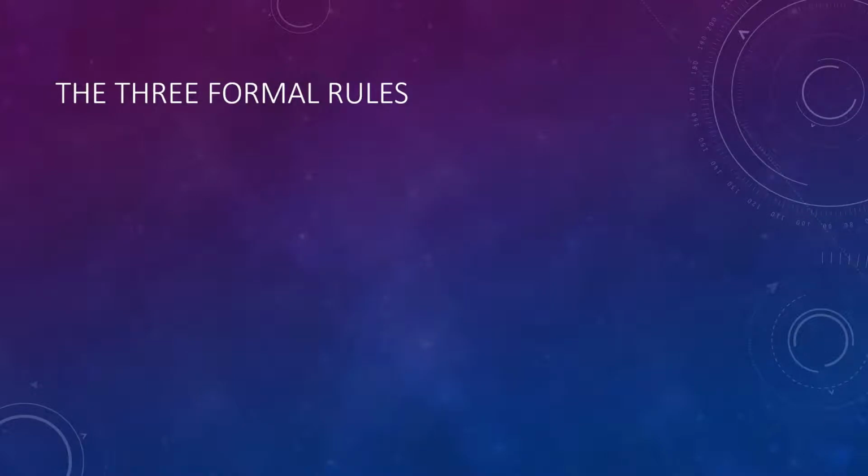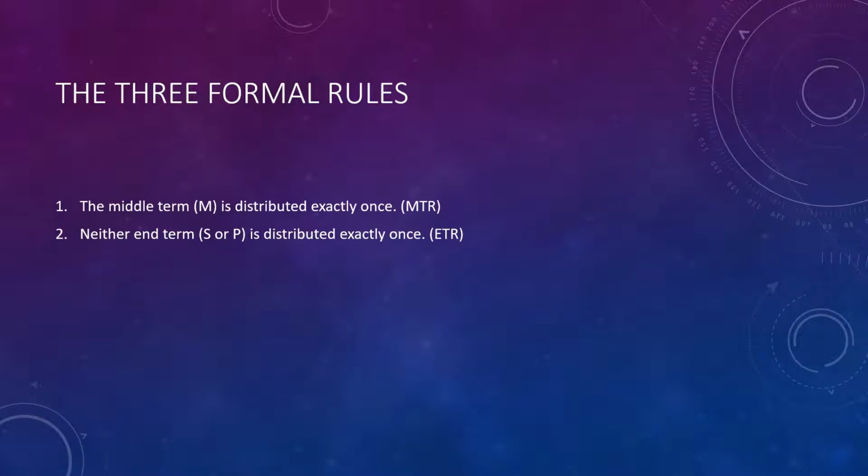So now let's look at our three formal rules. Here's the first one. The middle term of our syllogism is distributed exactly once. We'll call that the middle term rule, or MTR. The second rule says that neither end term is distributed exactly once. End term is just a short, handy way of referring to the subject and predicate terms. So this rule says that neither the subject nor the predicate term is distributed exactly once. We'll call this our end term rule, ETR.